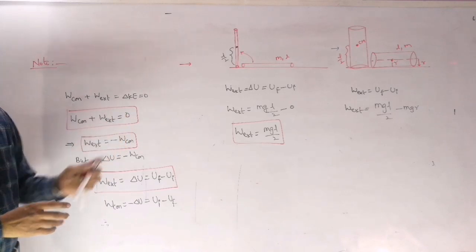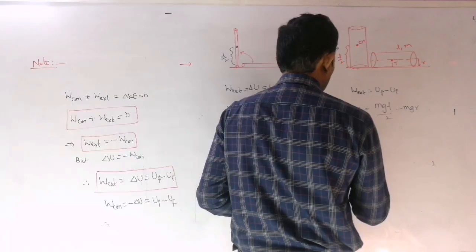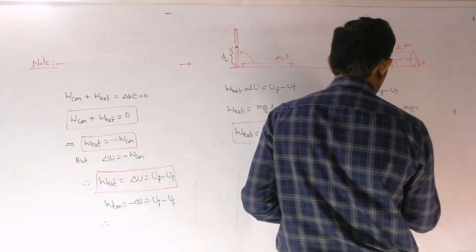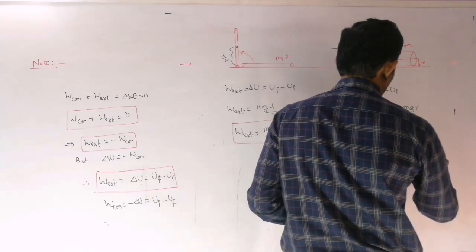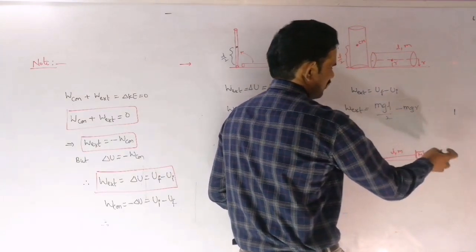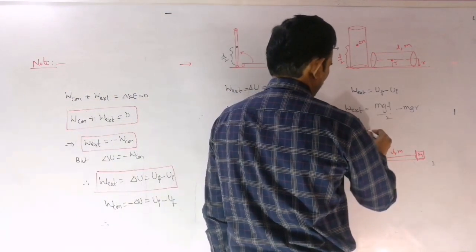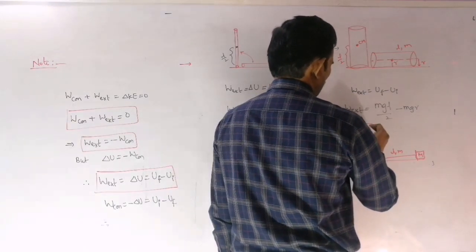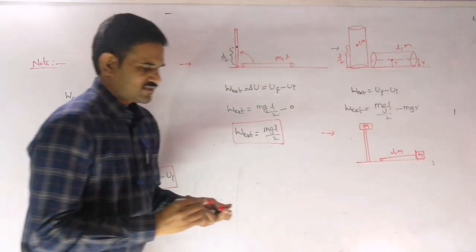In the same case, sometimes they mention another additional object. This is a thin rod only, and a small block of mass capital M is attached at one end. Now this rod is placed in vertical position like this. The block is a small block, so you can neglect its dimensions.